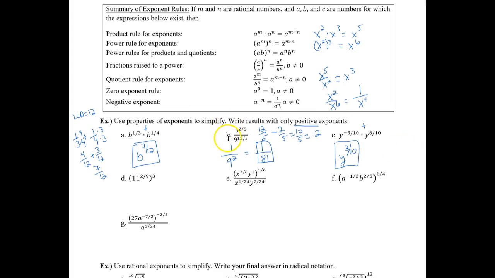Alright, now we're going to talk about the power rule. Okay, power to a power, we said we're going to multiply. So now I'm multiplying 2/9, I'm going to use a different color here, times 3. I can take 3 and put it over 1 to make it a fraction.